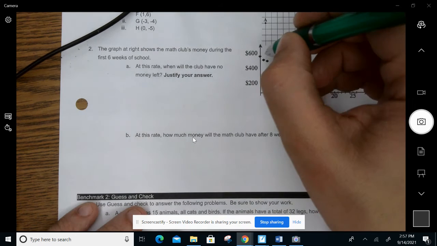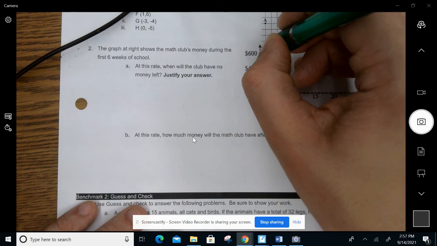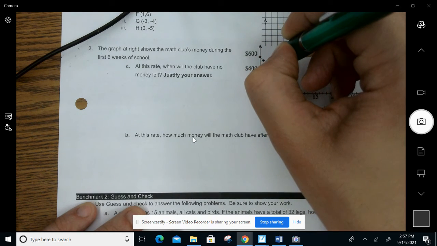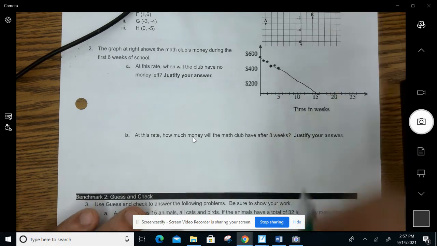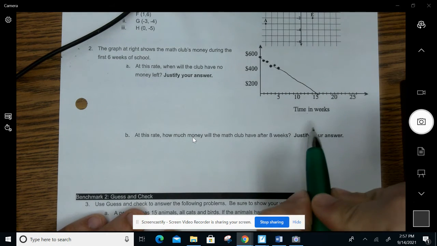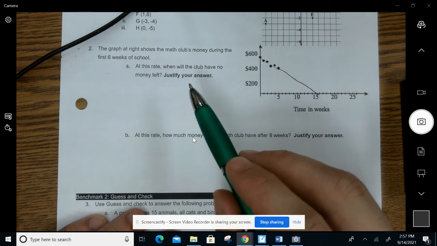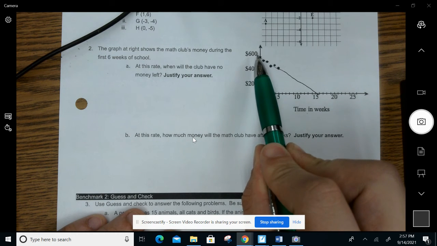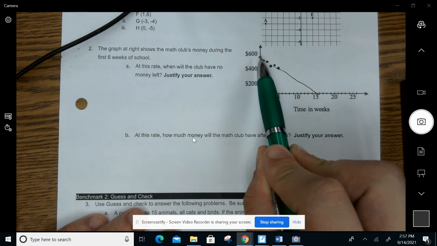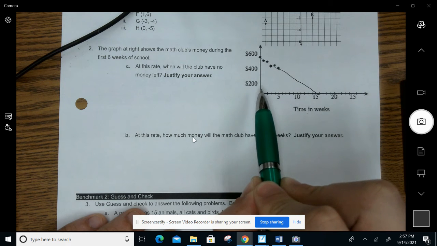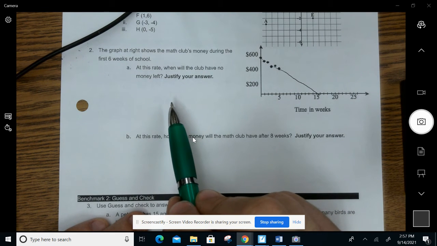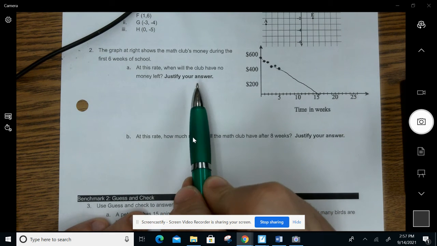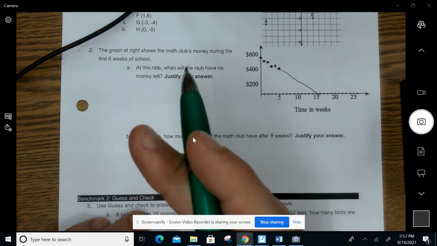But please feel free to draw a line. You don't have to leave this unmarked. It's your graph. Do what you want with it. And it can be an estimate, but be able to read that. When will the money be gone? You can see here it's in the 500s or maybe 600, and it's going down. So when does it hit 0? What's the time in weeks when it hits 0? You have to be able to read that and tell me about it. Justify your answer. Tell me, how did you find that?